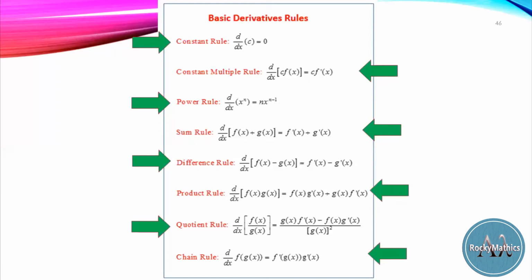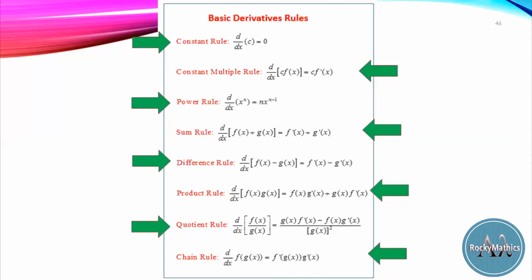Then the last one is the chain rule. The chain rule is used if you are given a composite function. So the derivative of f of g of x is simply equal to the derivative of f at g of x times the derivative of g of x. Okay? g of x is a function that is inside of another function.